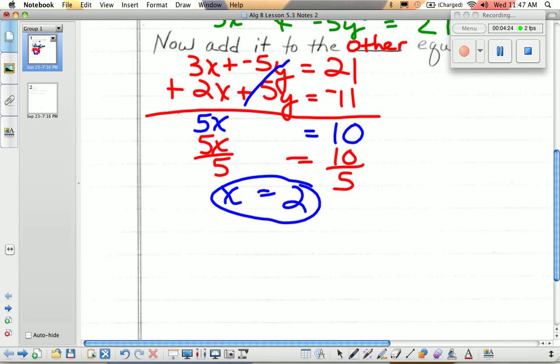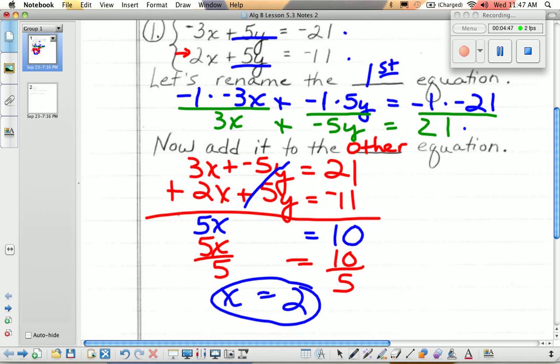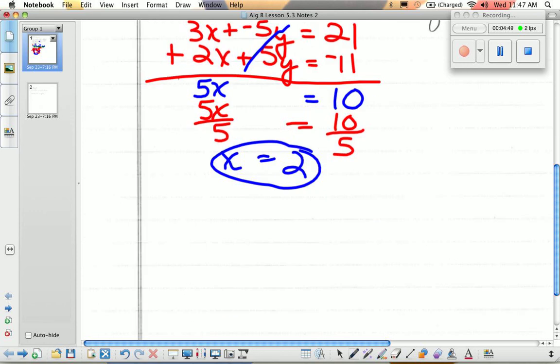It'll turn out exactly the same. So you get to pick which equation you want to do it in. Personally, I would probably just use any one that has as few negatives as possible. I think I'm going to use the second one. You could use this one, this one, or this one. It does not matter. Pick the one you want and try to get your y value. So I'm going to use 2x plus 5y equals negative 11.